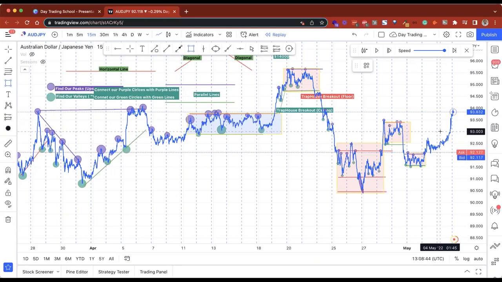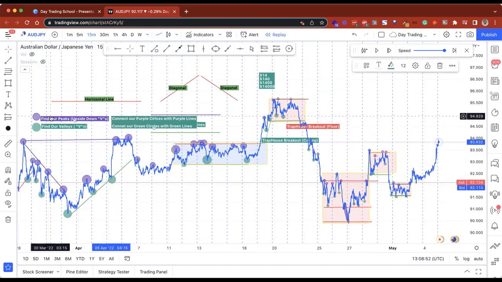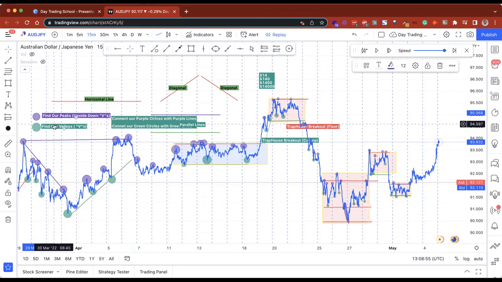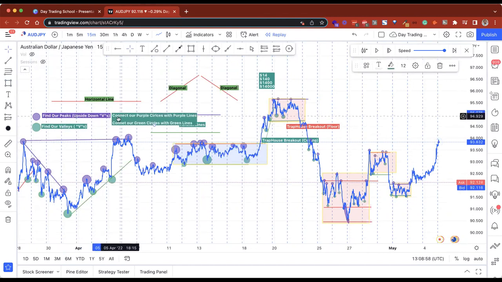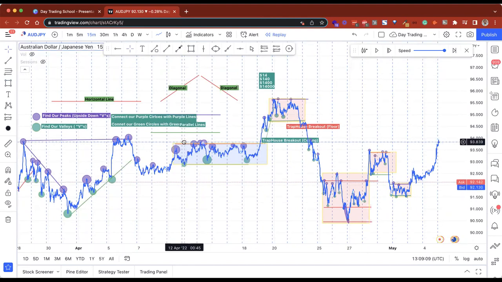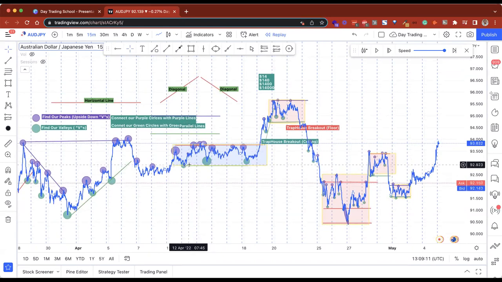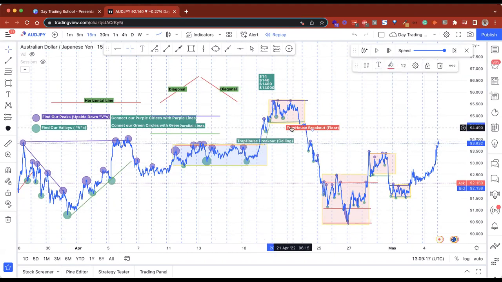and you could start making money. Okay, so I hope y'all learned a lot from this session. As you see, we started with something really simple, which was finding our peaks, finding our valleys, connecting our peaks with purple lines, connecting our valleys with green lines, trying to find parallel lines. If you could find a parallel line connected by purple circles and a parallel line connected by green circles, you can draw a rectangle, and our rectangle is what we call our trap house. Once you know you have a trap house, all you're going to do is sit there patiently and wait for a trap house breakout.